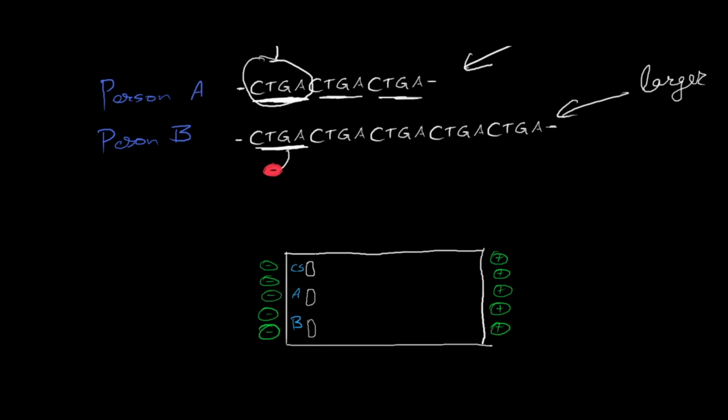What that means is that after you do Southern blotting on this gel, person A is going to have a band that appears here, whereas person B is going to have the same band a bit higher, right? And the same thing is for our crime scene sample, which means that things aren't really looking that good for person B.